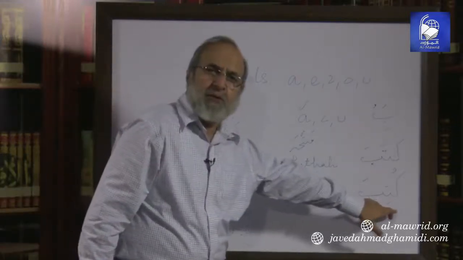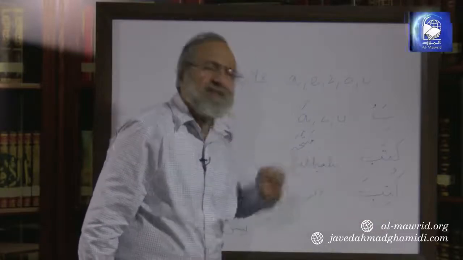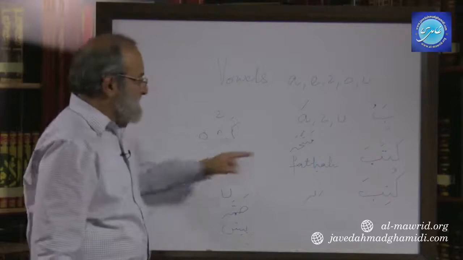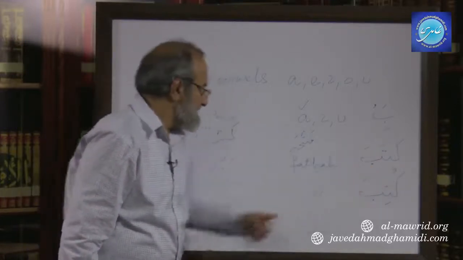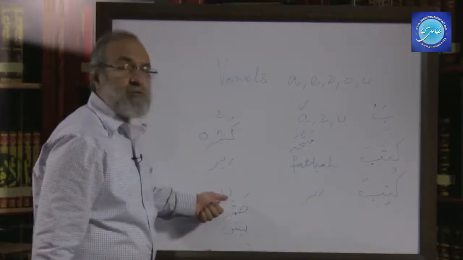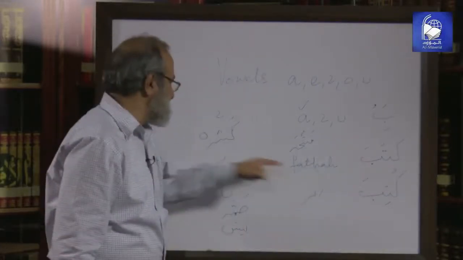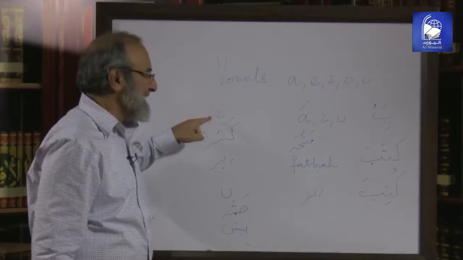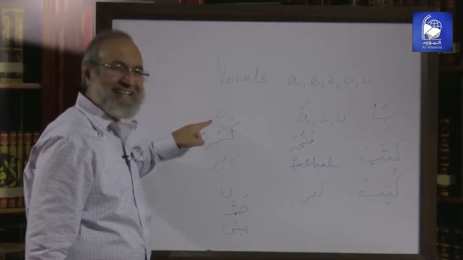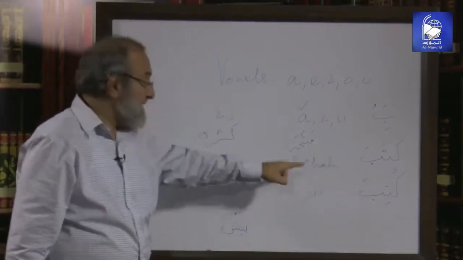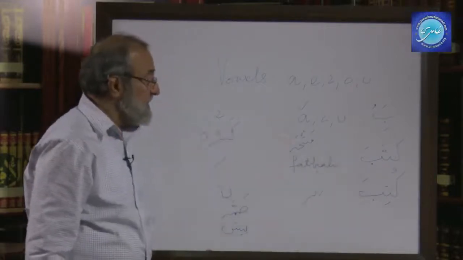Kasra on ta, fatha on ba. So we will pronounce it as: on ka it's dhamma, the equivalent of U, ko. Then ta has kasra, the equivalent of I, ti. And ba has fatha, which is the equivalent of a.